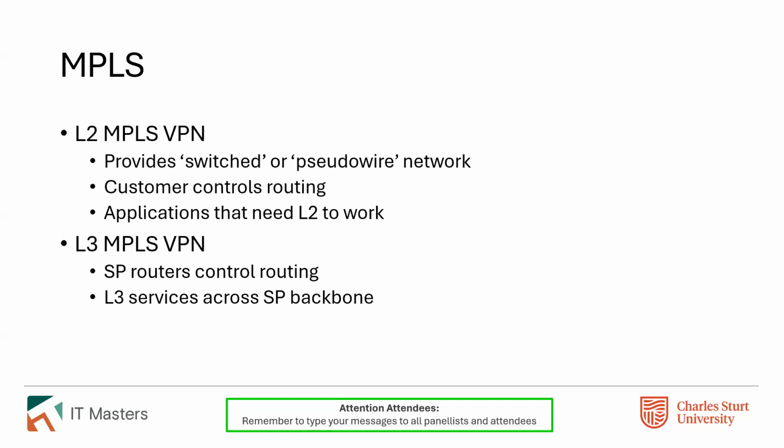Then there's layer 3, where the service provider does get involved in your layer 3 network and does the routing for you. There's advantages to that in that they can control how your network traffic goes from A to B, but that same fact could be seen as a disadvantage in many cases as well.